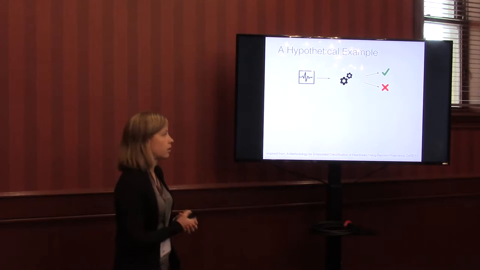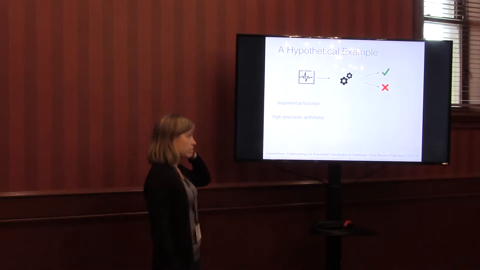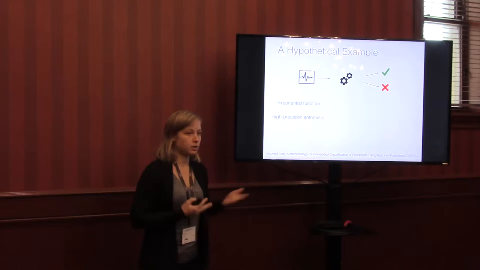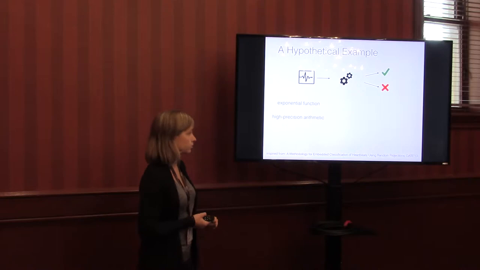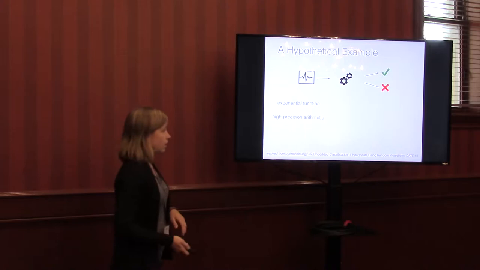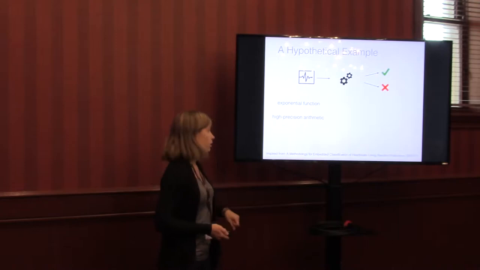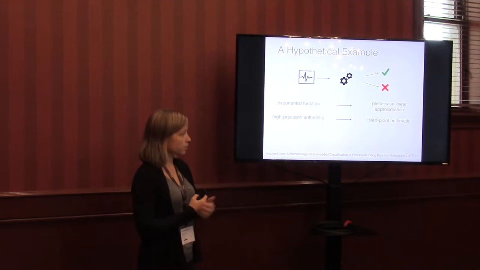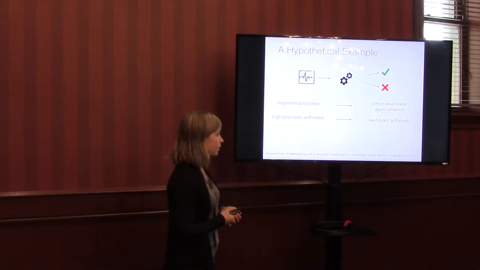Now, the original implementation uses an exponential function that's part of the classifier and is implemented in high-precision arithmetic. This is what's needed to actually make the machine learning classifier on the training side work. However, this is not implementable on that little embedded device that this is supposed to run on. So what the people did, they took the exponential function, replaced it by a piecewise linear approximation, and took the high-precision arithmetic and implemented it in a few bits of fixed point arithmetic.